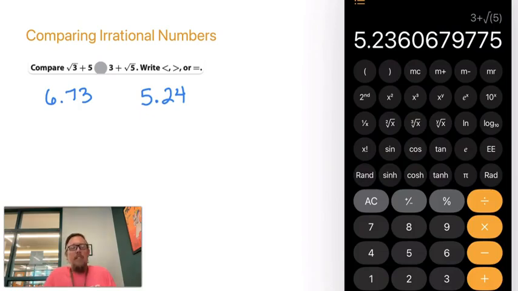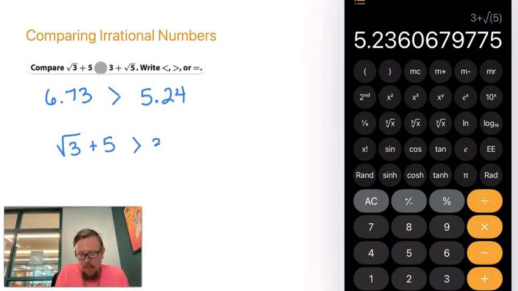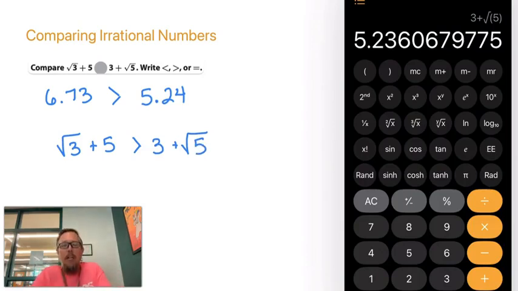So we know that the left side is greater than the right side, and the greater than symbol is the one that goes like that. So the way that we would write this answer is the square root of 3 plus 5 is greater than 3 plus the square root of 5. And so this is how we compare two irrational numbers.